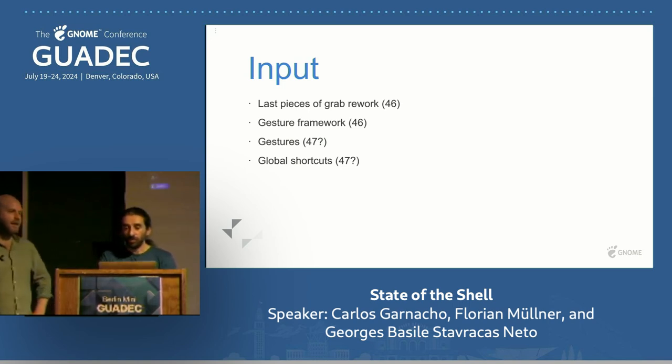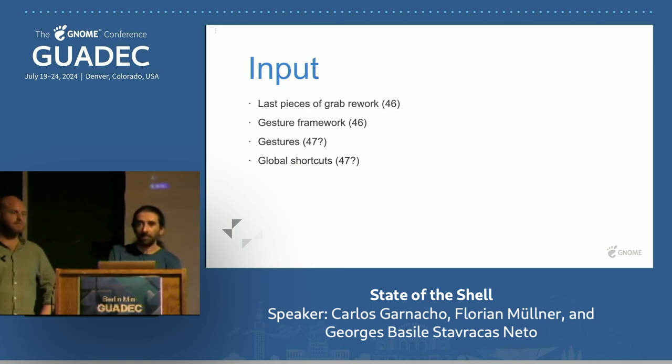During the last year, we managed to get the last pieces of the graph rework. This is something that has been happening during the last three or four years. It was a reunification of the mechanisms that allow redirecting input within the shell. It used to be quite a disaster, with five or six different grabbing mechanisms, different ways to redirect events somewhere else. Now everything goes through a single mechanism in the shell and towards Wayland clients, and everything integrates properly in the shell. So it allows us to deal with input in a much more consistent way than we could afford to do before, so that's nice.